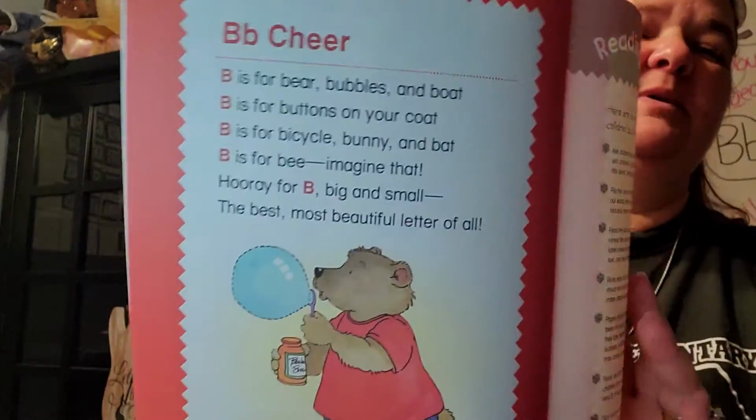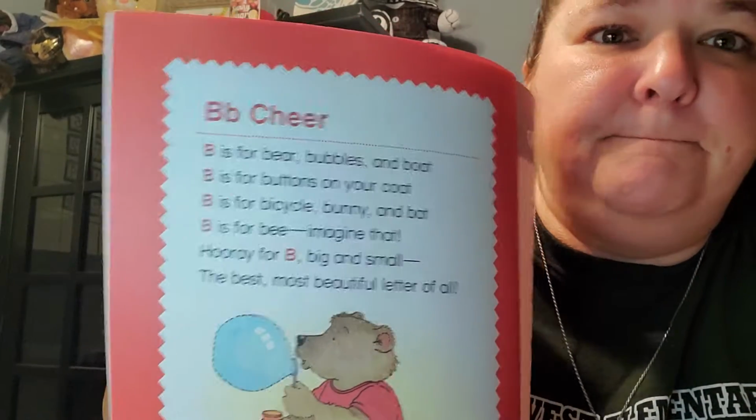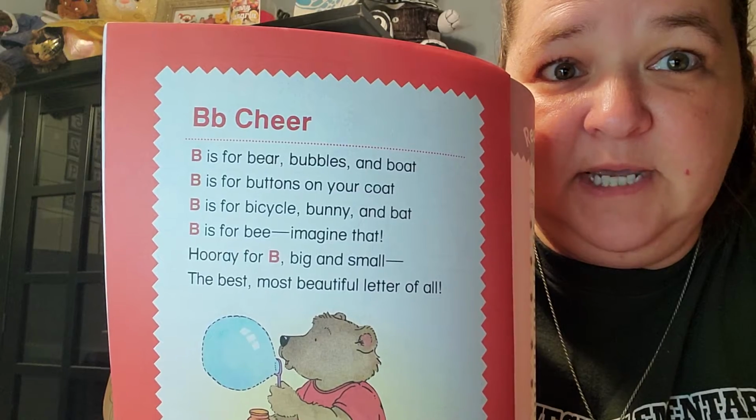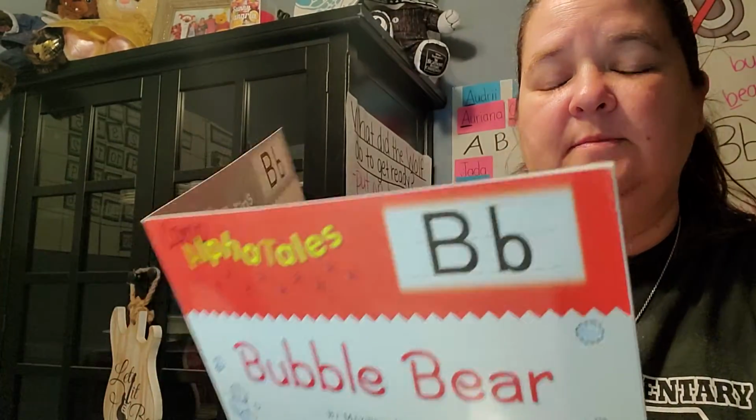And here's a B cheer. I did not read this to you yesterday. B is for bear, bubbles, and boot. B is for buttons on your coat. Did I say B? This Piglet's already made a mistake. That's why you're trying to read backwards.